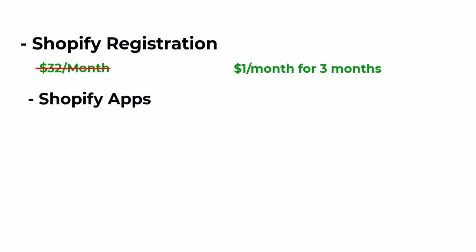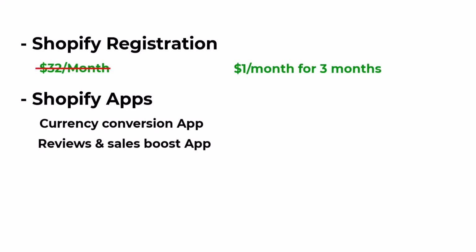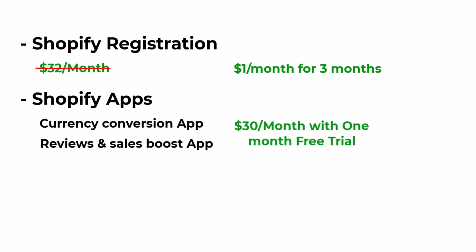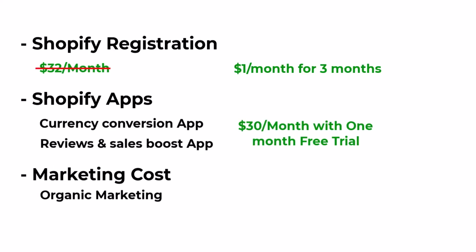The next cost is Shopify apps. During this tutorial, we will add 2 major applications to our dropshipping store. The first one is a currency conversion app, and the next is an app for reviews and sales boost. The total monthly cost for both of them is around $30, with a 1 month free trial. The final cost is marketing cost. There are 2 steps to this. We'll start with organic marketing, and then gradually move to paid marketing. The first one is free, and paid marketing costs around $100 to start with, and you can scale it gradually to achieve more sales. We will cover both methods in this tutorial.